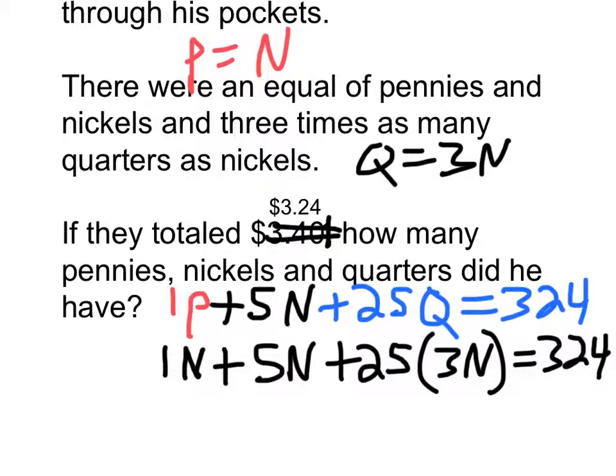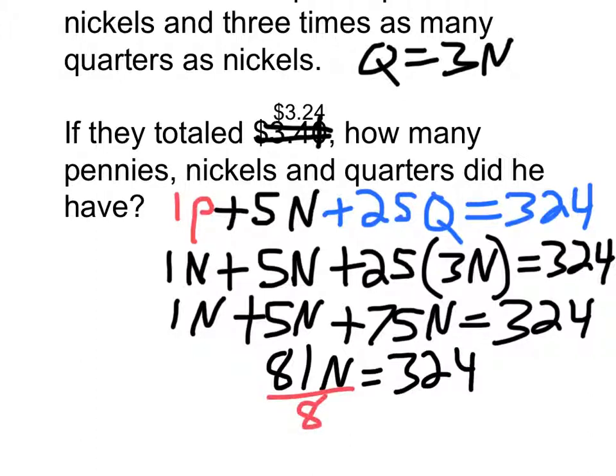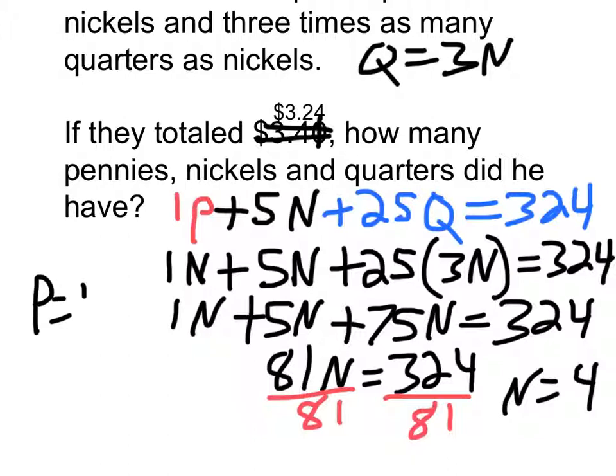Okay? Let's combine like terms here. We get 81N. And the last step is you have to divide both sides by 81. You get N by itself. The number of nickels is 4. So you can take that fact, and since the number of pennies equals the number of nickels, pennies equals 4 also.